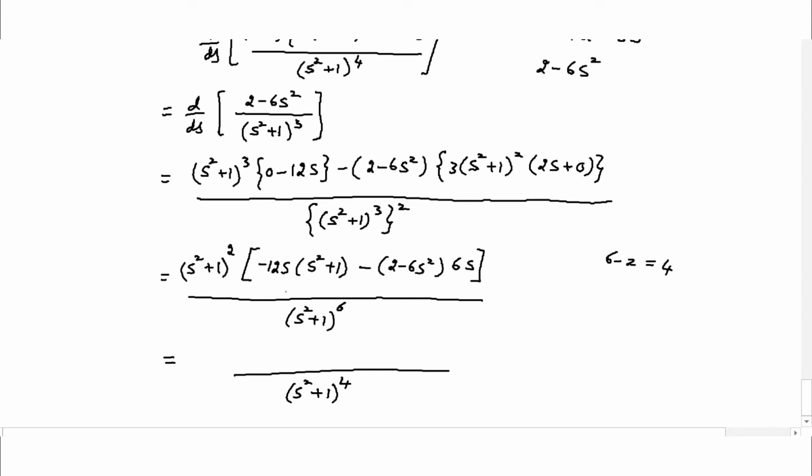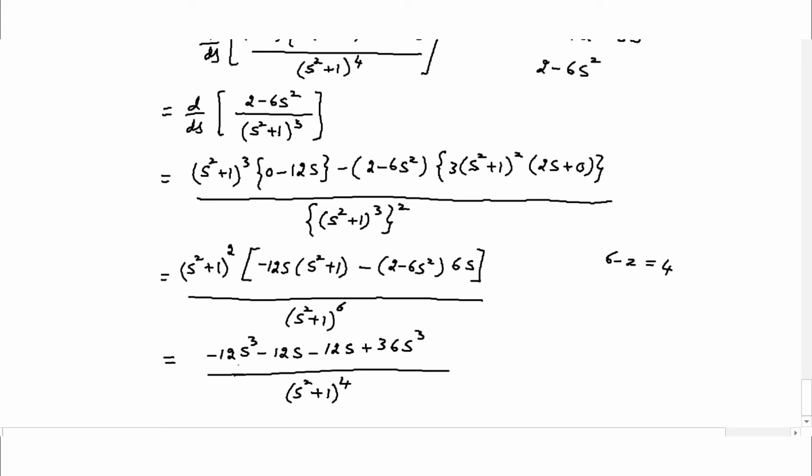Now let us try to simplify the numerator value. It is minus 12. We multiply s into s square will be s cube. So plus into minus will be minus, 12s into 1 will be 12s. Then minus of, we multiply the 6s with 2 will be 12s. Then minus of minus will become plus, 6 times of 6 will be 36s cube.